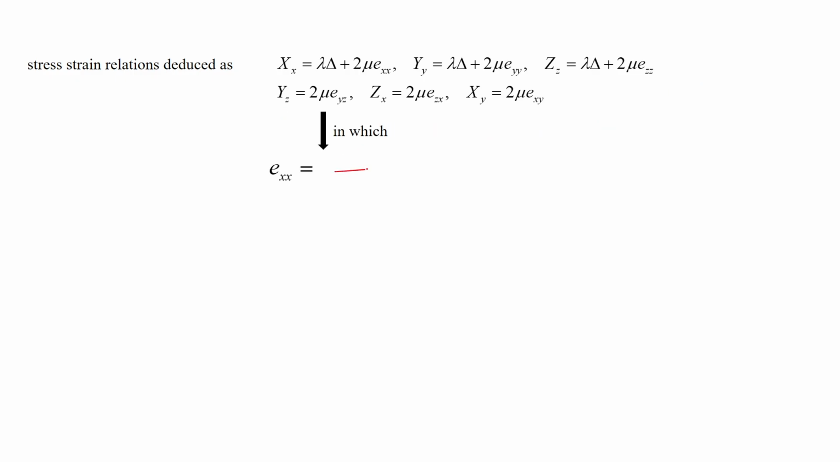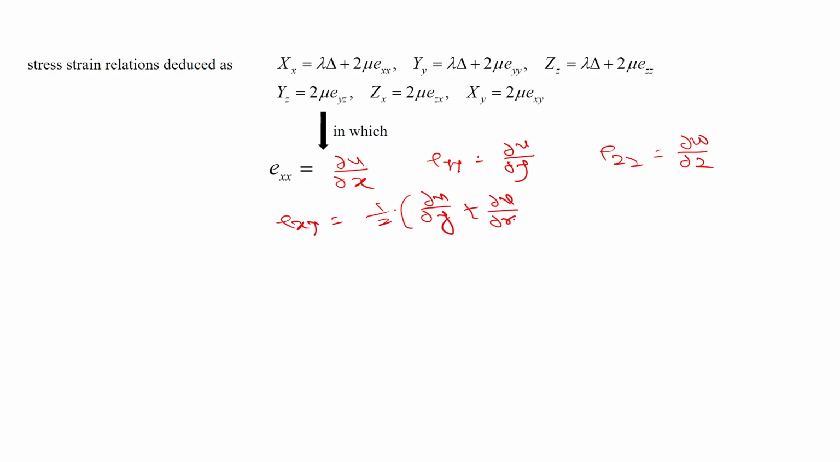Exx is what we defined earlier in the first lecture. It is del u by del x, and Eyy we defined as del v by del y, and Ezz as del w by del z. Exy we defined as half of del u by del y plus del v by del x, and Eyz is half of del v by del z plus del w by del y. Here u, v, w are the displacements along the x, y and z directions respectively.